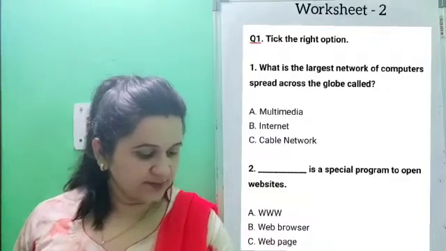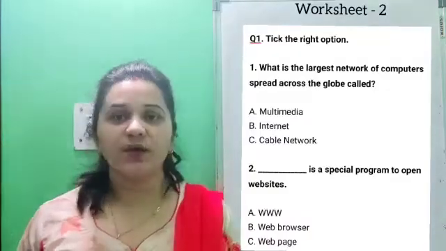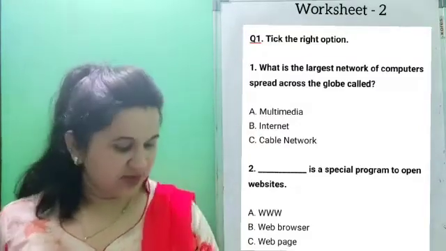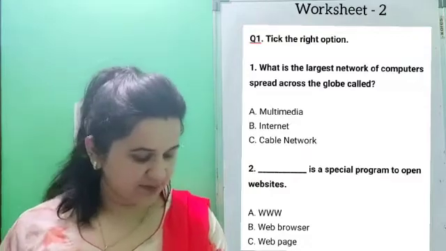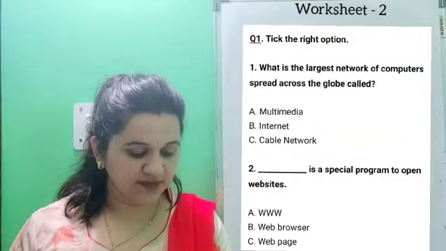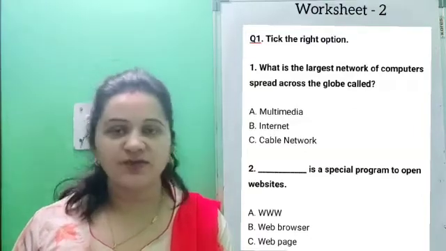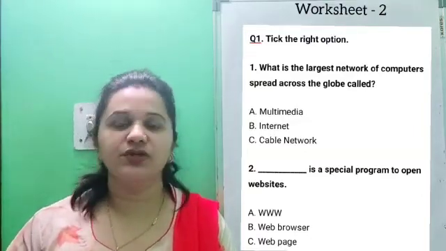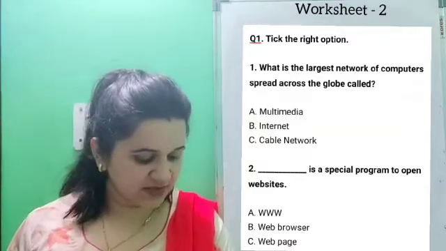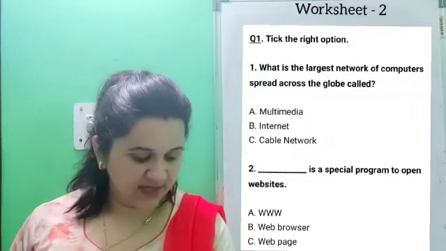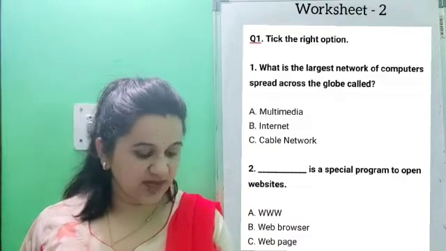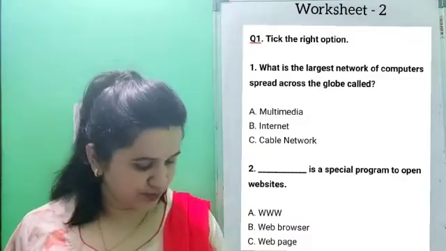Here comes question number 1. Take the right option. Question 1, the first part: What is the largest network of computers spread across the globe called? Three options are there. You have to write down only one option. No need to note down all these three options. A is multimedia, B is internet, and C is cable network. Whichever is the answer, just write it down directly in your notebook.